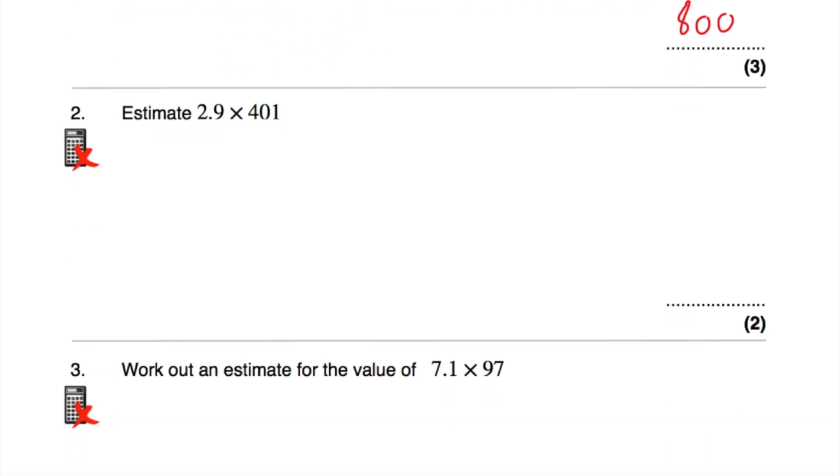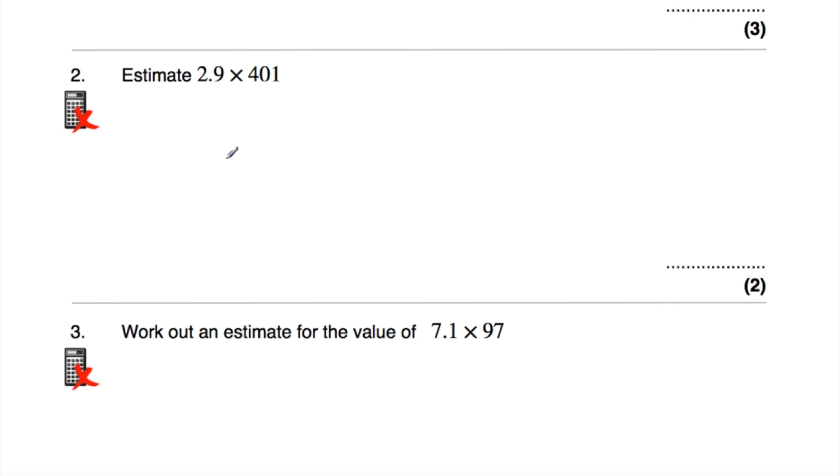Okay, let's look at our next question, question number 2. We've been asked to estimate 2.9 multiplied by 401. So let's round both of these numbers to one significant figure, because that'll just make it a little bit easier whenever we're estimating the answer to this. So 2.9 to one significant figure, well, it's closer to 3 than it is to 2, so we're going to choose 3. And 401, if we round that to one significant figure, then that would be 400. It's closer to 400 than it is to 500, so multiply by 400. So 2.9 multiplied by 401 is approximately equal to 3 times 400.